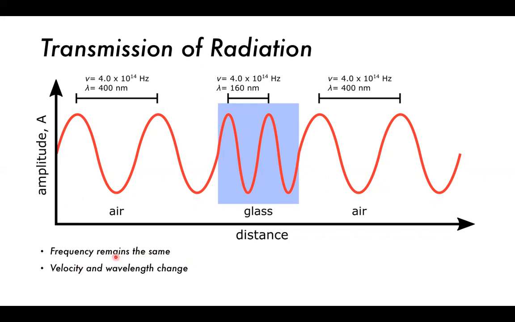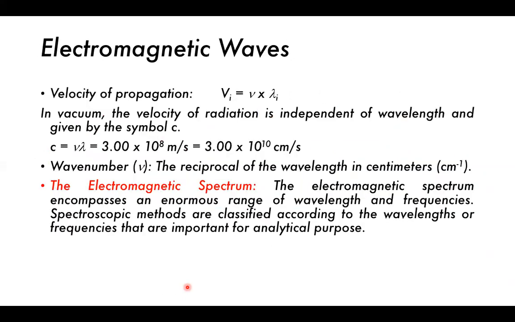So the frequency remains the same, but velocity and wavelength change. The velocity changes because the wavelength changes. Remember, the velocity is equal to wavelength times frequency. So the velocity of propagation is equal to the wavelength times the frequency.